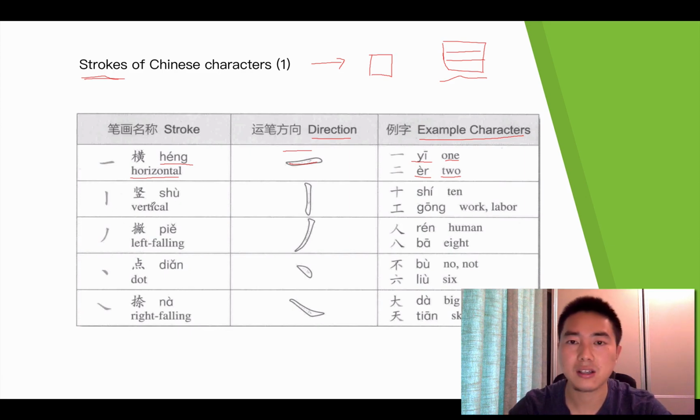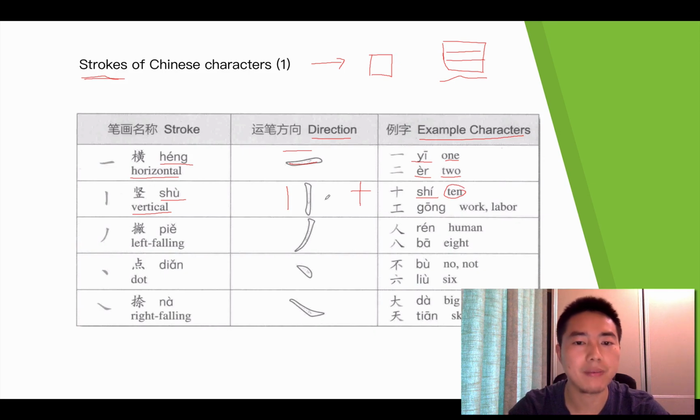Okay, the next stroke is 竖. It's the vertical. So the direction should be from the top to the bottom, like this. This is 竖. So this character has the 竖 here as the second stroke. So how to write it? It should be horizontal first, then the vertical after. So it becomes 十. It means 10 in Chinese.